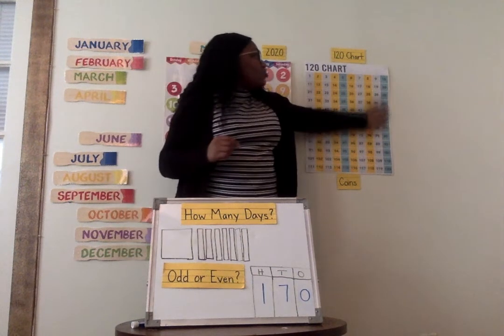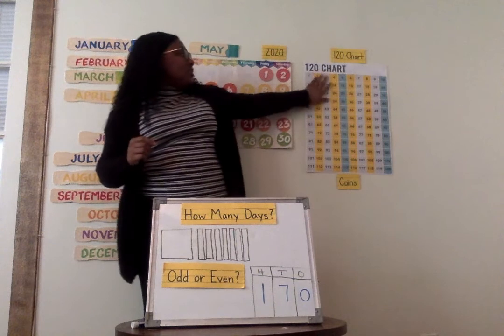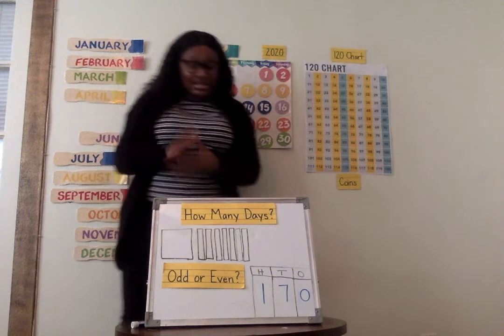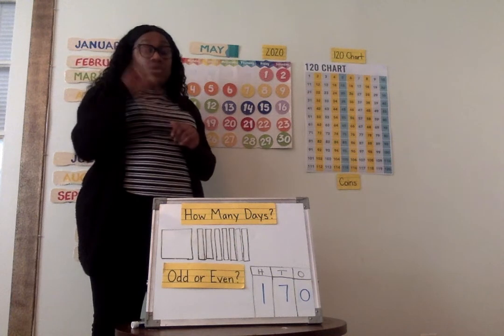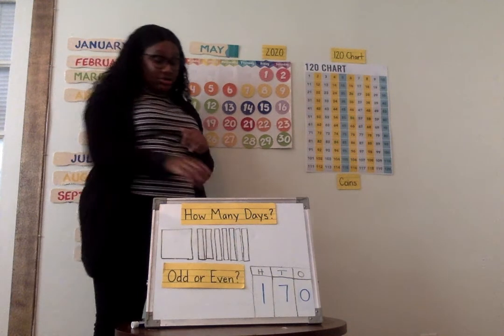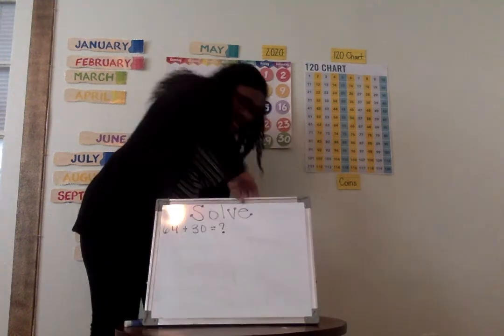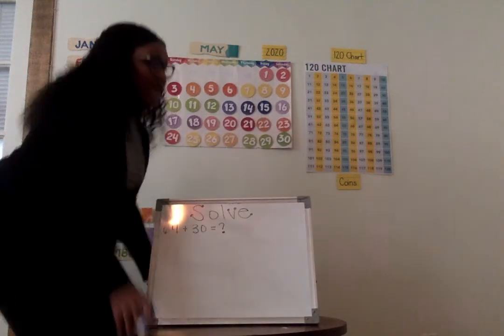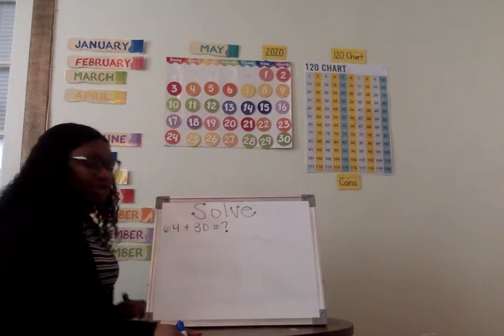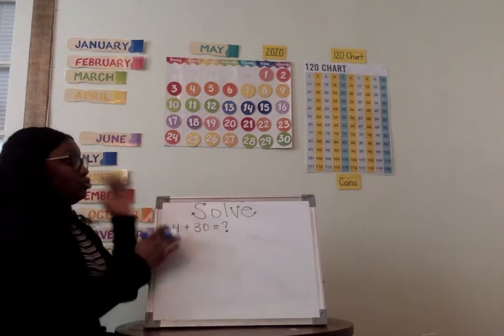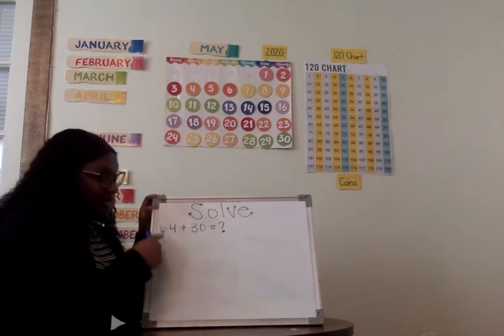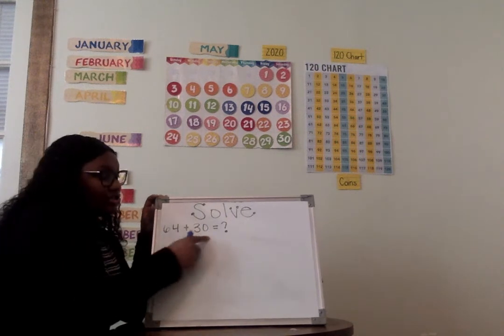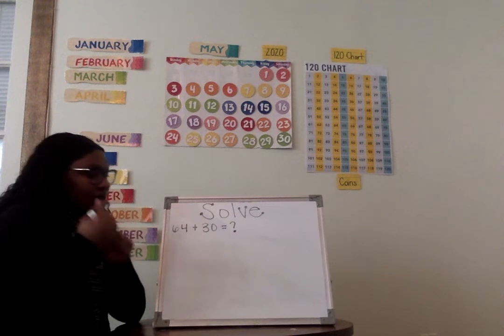Great job. Switch counting with me. Today, we're going to solve an addition problem with two-digit numbers. It sounds a little tricky, but I know you guys got it. I'm going to show you 2 really cool ways that you can solve 2-digit addition problems. So, my situation equation is 64 plus 30 equals question mark.